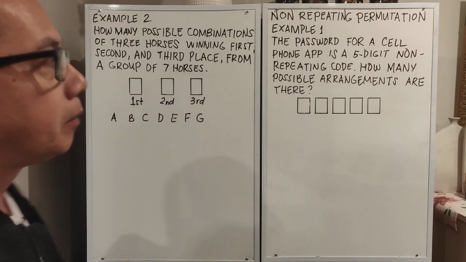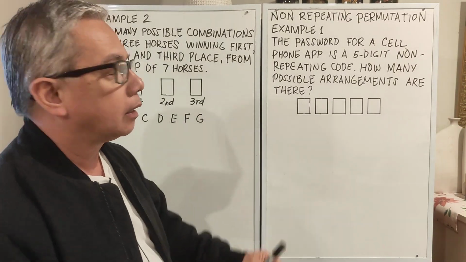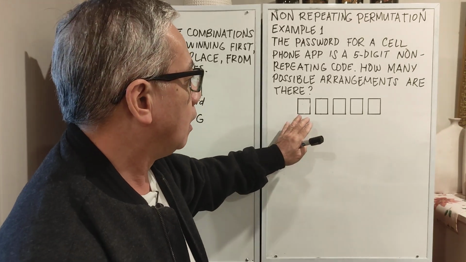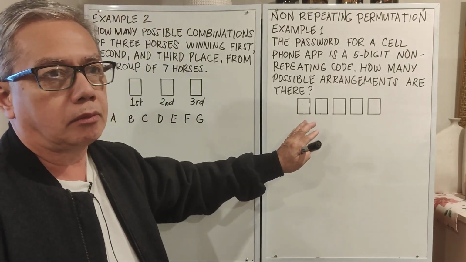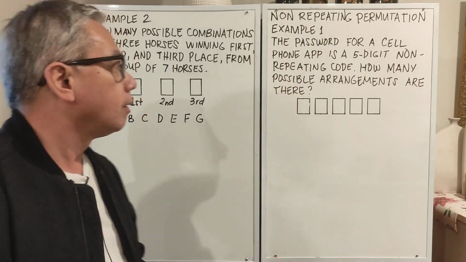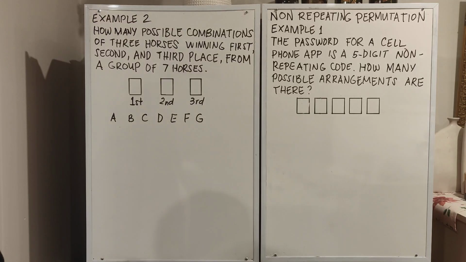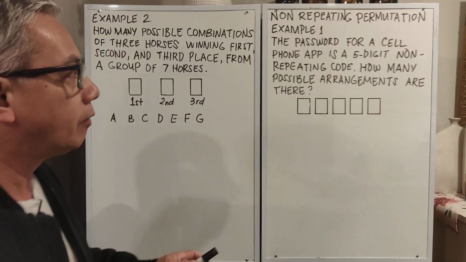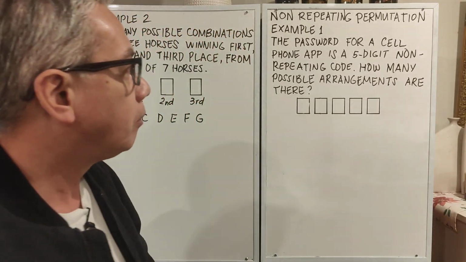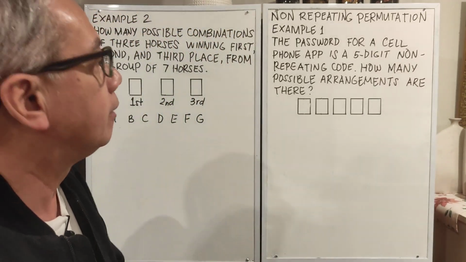A non-repeating permutation means that in the arrangement, there will be no repetition of the letters or numbers or symbols that are included. So for example 1, the password for a cell phone app is a 5-digit non-repeating code. How many possible arrangements are there?